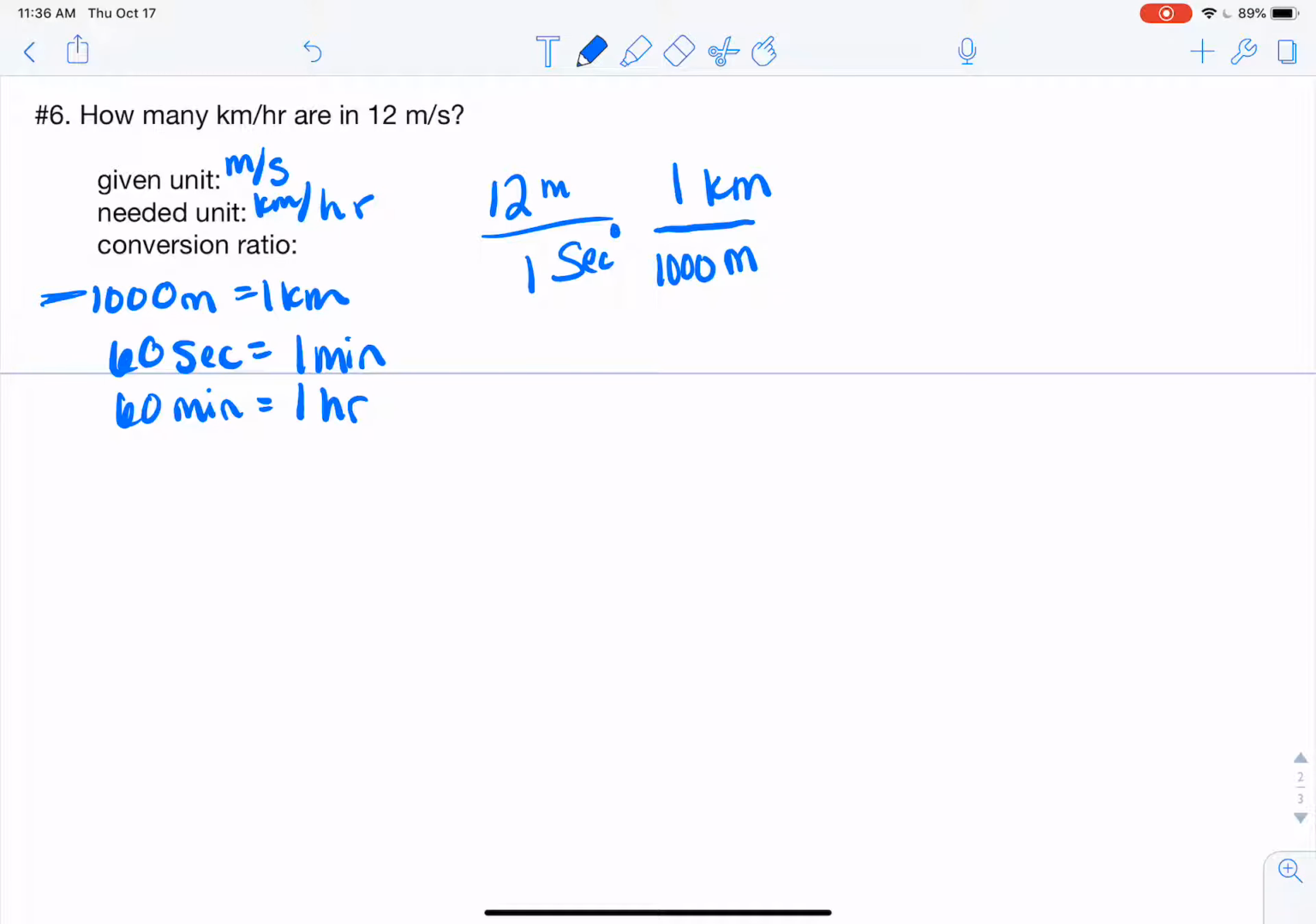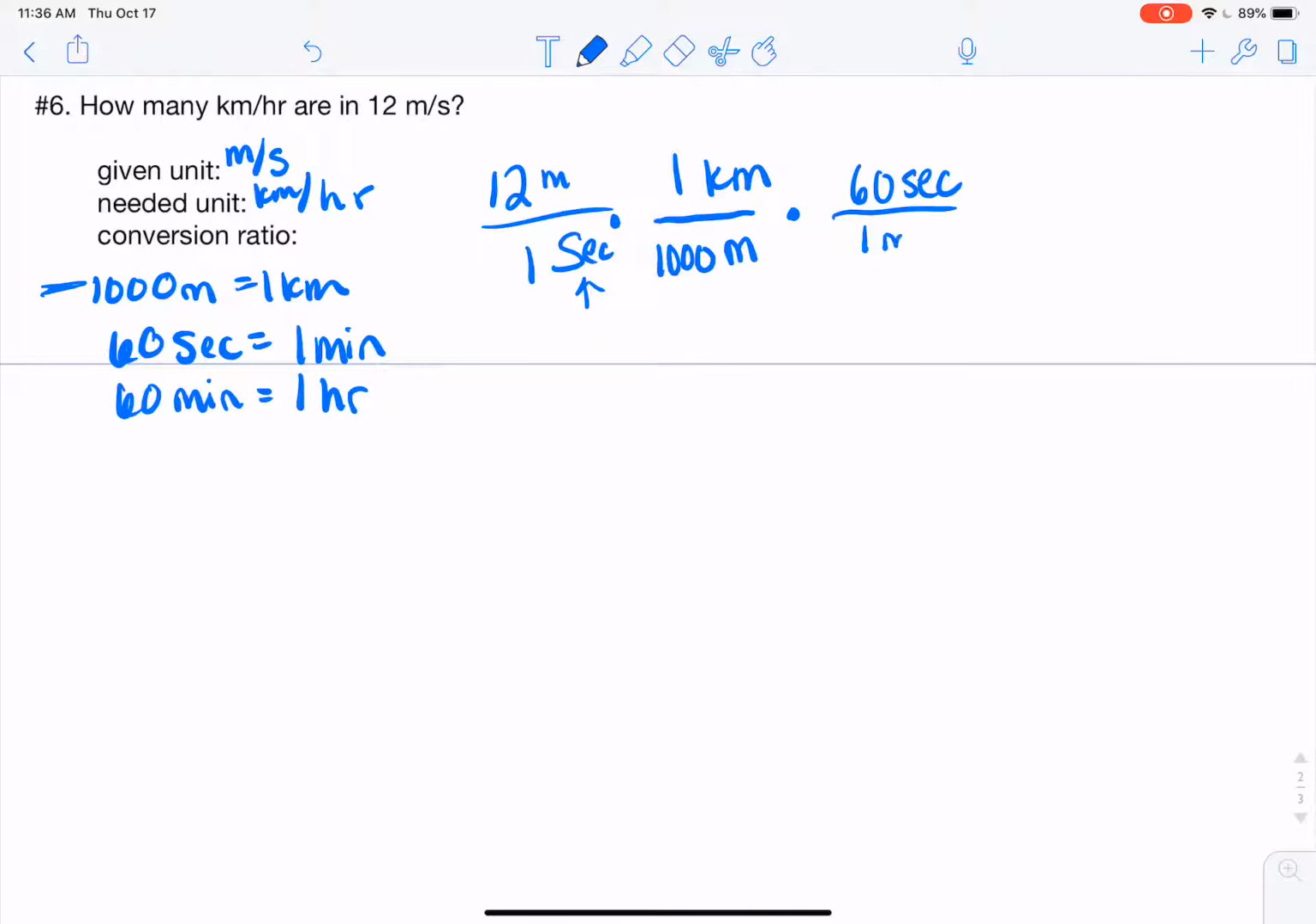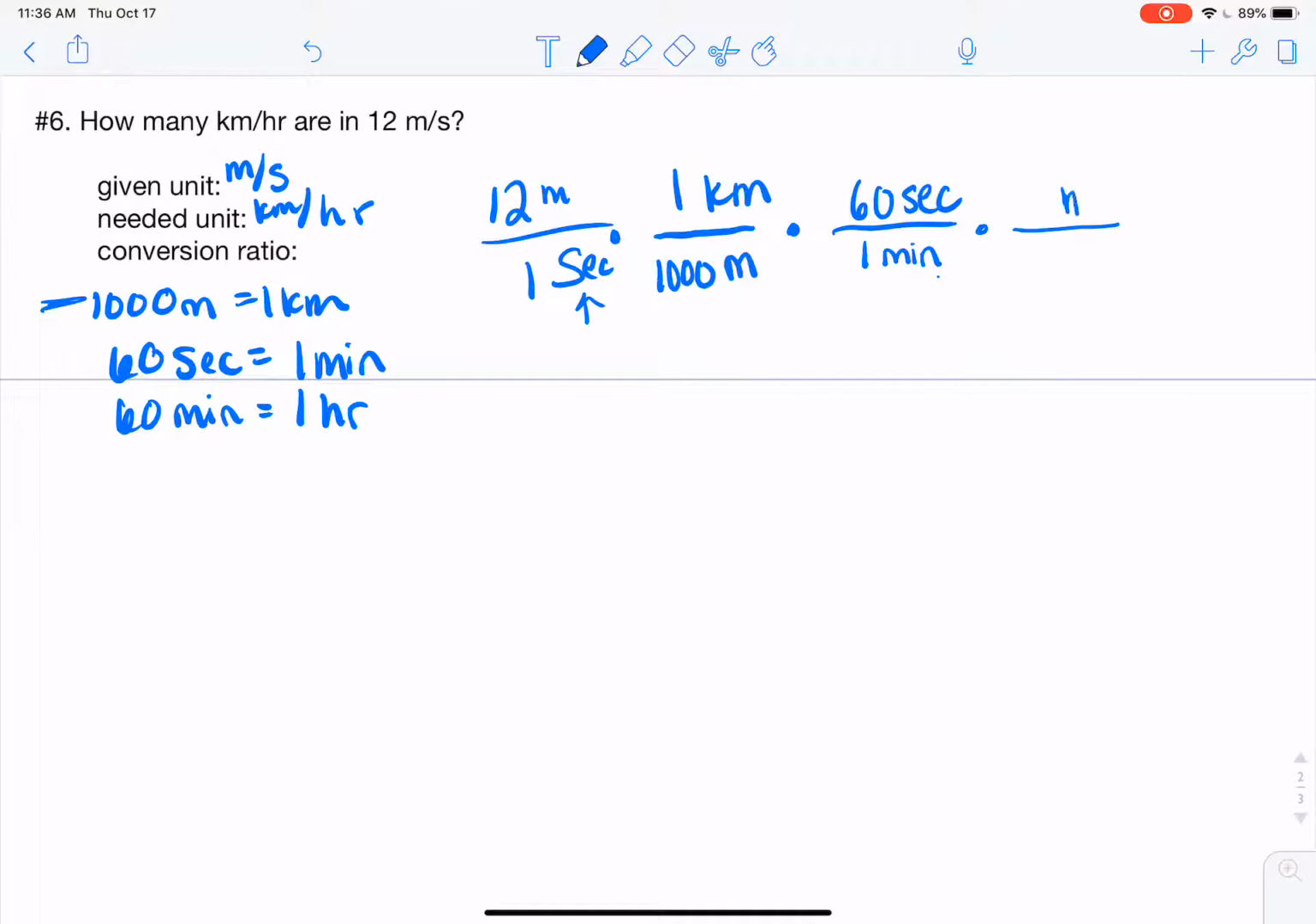Okay, so now we did the conversion to kilometers. So now we need to convert seconds into hours. So to do that, I'm going to need my seconds over here. It needs to cancel. So since seconds is in the denominator, I need to put seconds in the numerator. And we know that there are 60 seconds in 1 minute. And then we need to convert minutes into hours. And since minutes is in the denominator here, I need to put it in the numerator up here so that it'll cancel. So I get minutes and then hours. So in 1 hour, there's 60 minutes.